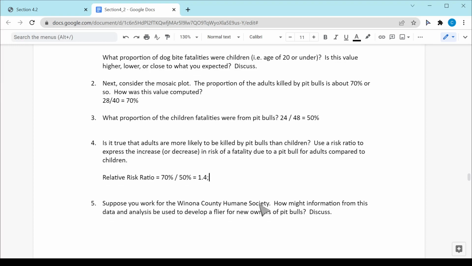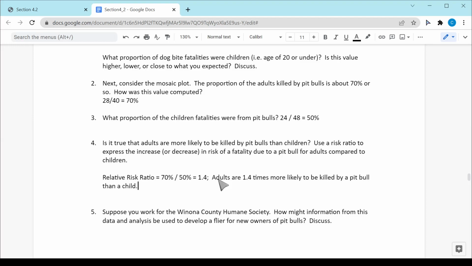Okay, so if we want to interpret this, what do I have in the numerator? The adults here. So we would say adults are 1.4 times more likely to be killed by a pit bull than a child. So the adult here is in the numerator, so I put that first when I'm trying to understand what's going on.